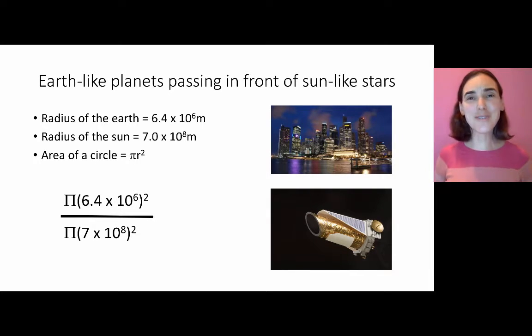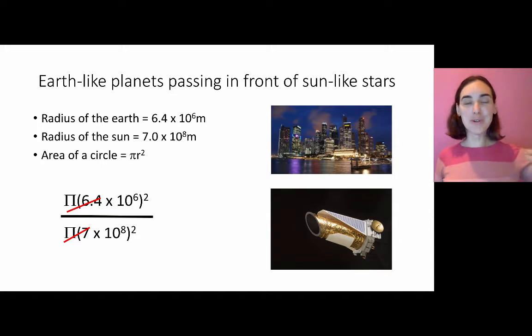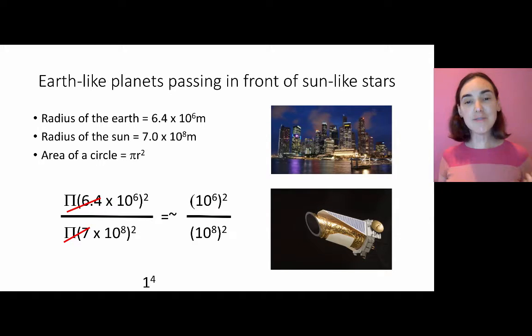And because we're all friends here, let's make this easy on ourselves and just say that 6.4 is pretty much 7. So we can cancel out both the pi and the 7s. We're just left with 10 to the 6th squared divided by 10 to the 8th squared.